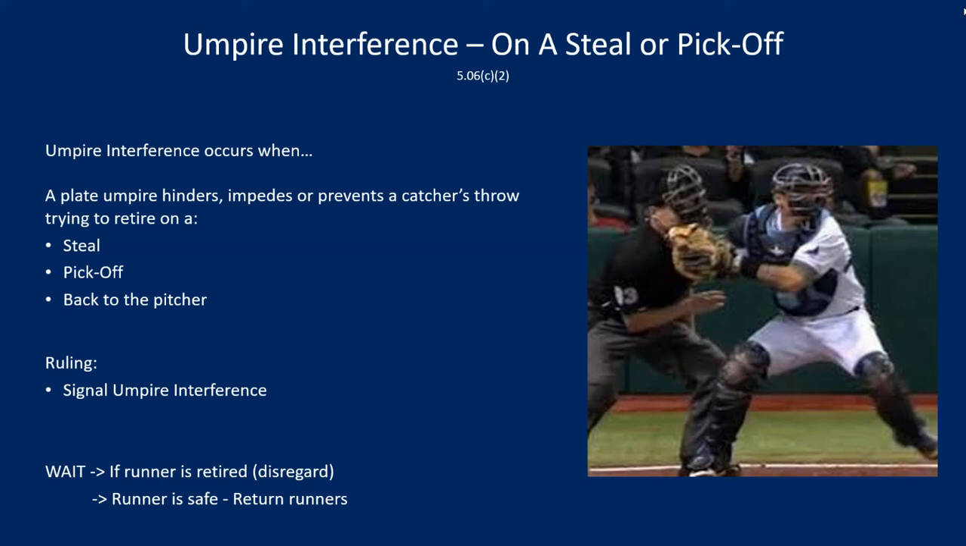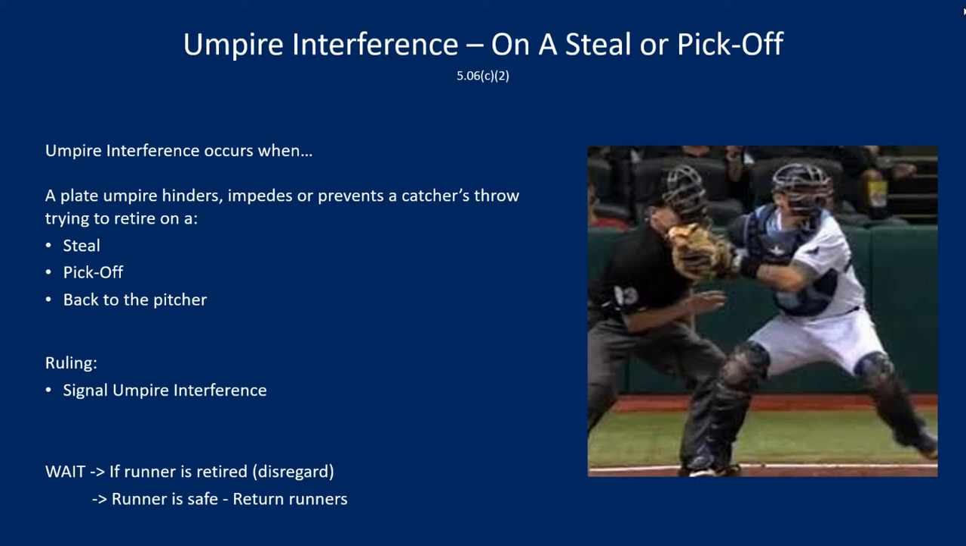So we're going to talk about a second type of umpire interference, and this is on a steal or a pickoff or possibly a throwback to the pitcher. Anytime the plate umpire gets in the way or interferes with our catcher and prevents them from throwing to try to retire a runner on the steal or a pickoff, but it could also be when he or she throws back to the pitcher, we signal umpire interference, we call time, and we have the runners return.